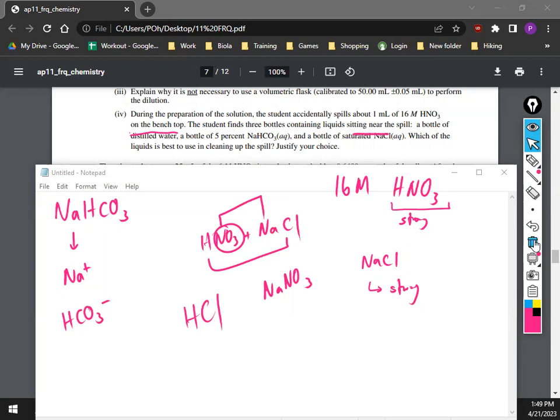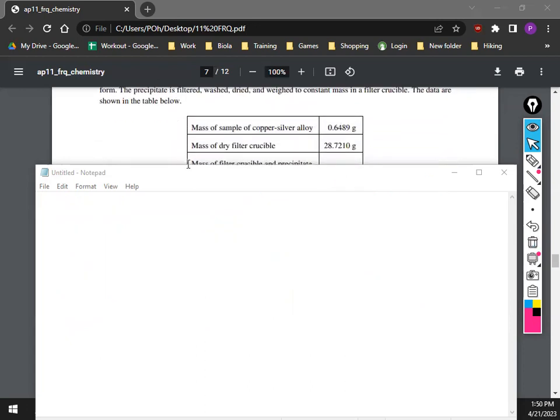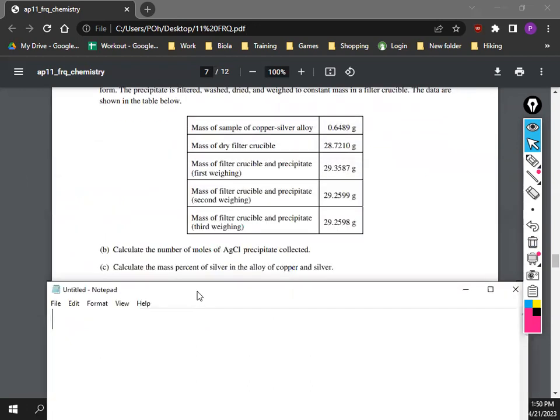Okay, let's move on to part B. Part B is super simple. You want to calculate the moles of AgCl precipitate collected. Basically in this process, the person made the precipitate, dried it, and dried it again. And then the third time they dried it, there's not a big difference between the second and the third, so there's probably not much water left over. So this is the value that you want to use for your precipitate.